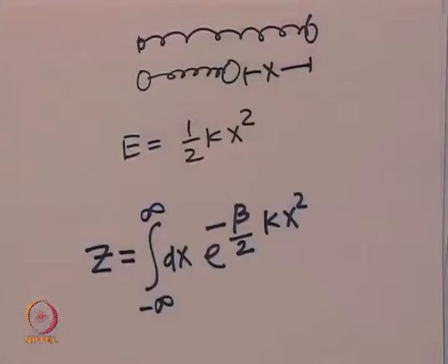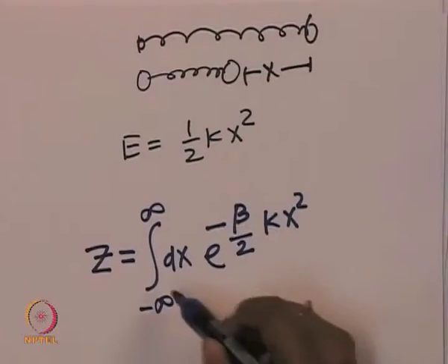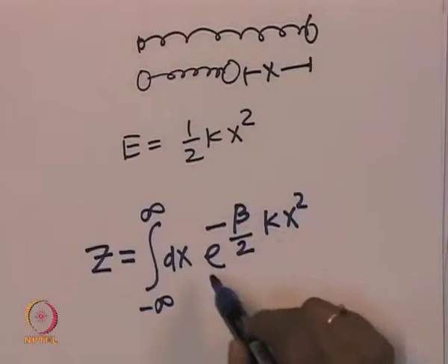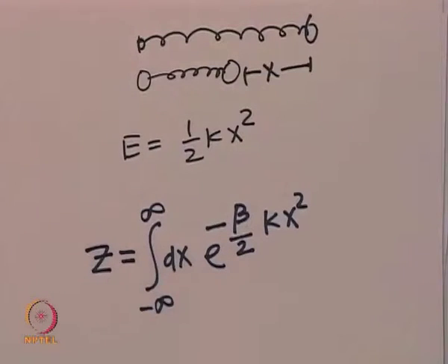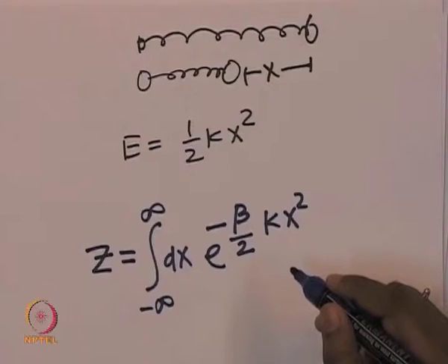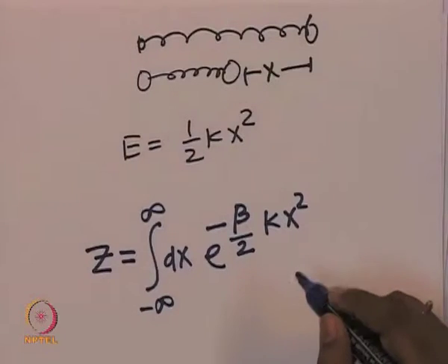So, if you do this integral, the answer will give you the partition function. We will have a look at this once more. The partition function for a spring doing Brownian motion, the fluctuating spring, will be integral dx e power minus beta by 2 k x square. This will be the partition function, and if we calculate this, from this we can calculate free energy, and from that we can calculate various useful quantities.